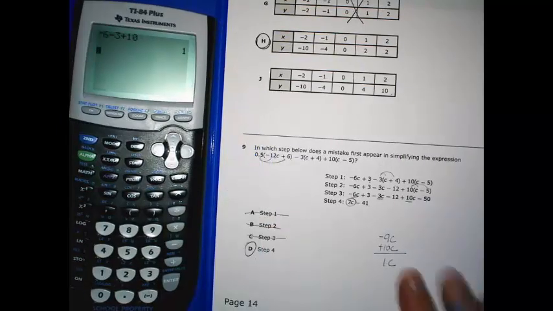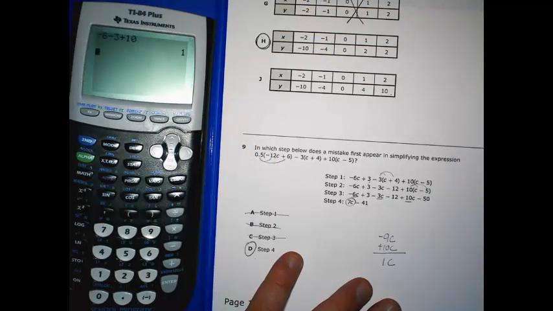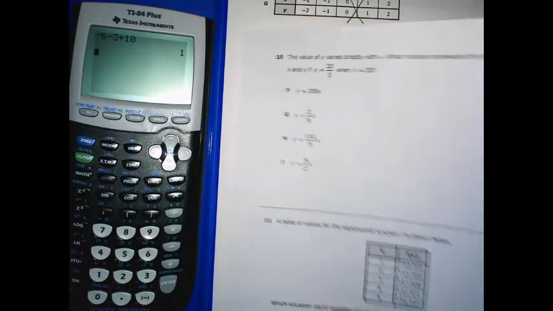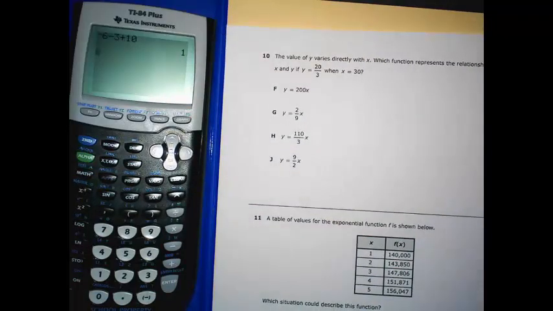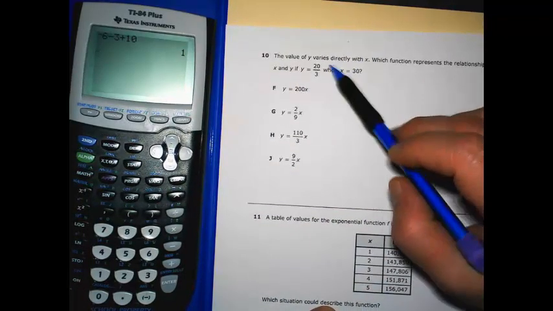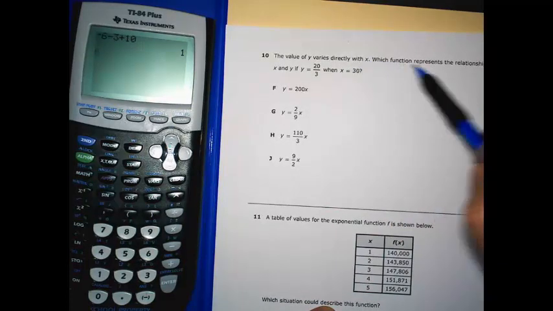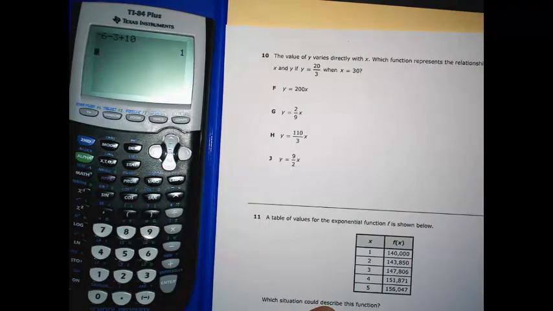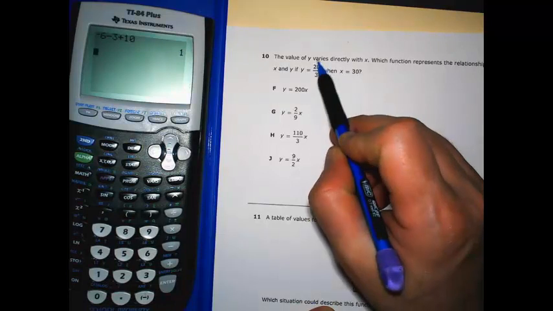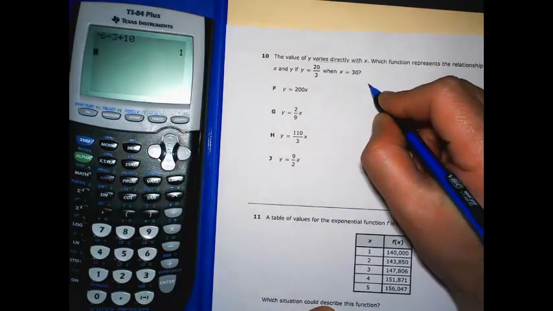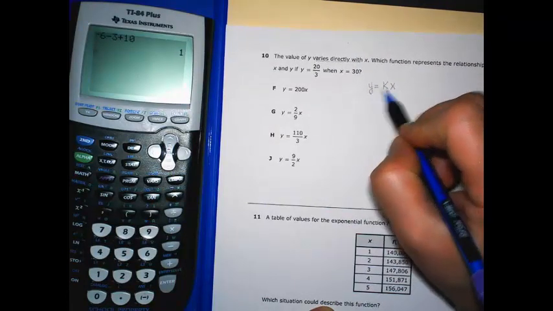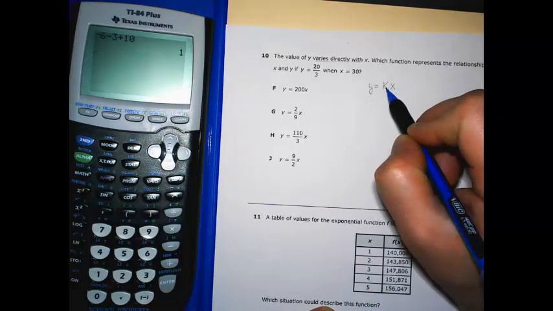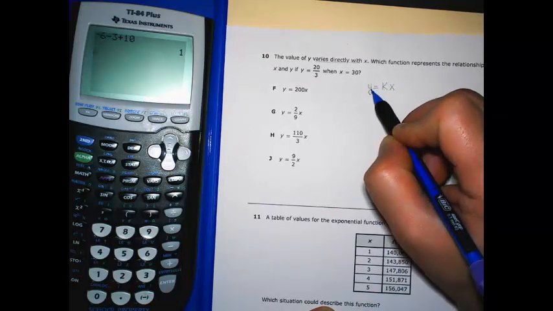All right, very good. Let's go on to problem number 10. The value of y varies directly with x. Which function represents the relationship between x and y if y equals 20/3 when x equals 3? Anytime you see the words varies directly with x, that means it falls into this format, y equals kx. Y varies directly with x. So basically there's a constant times x that gives you y.